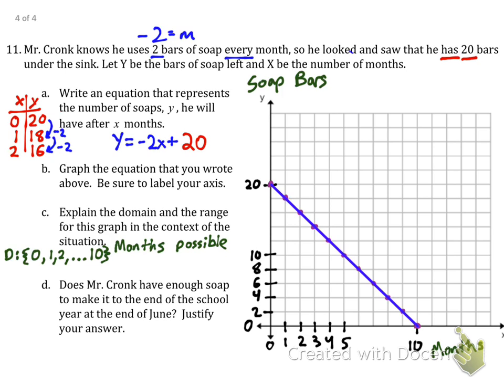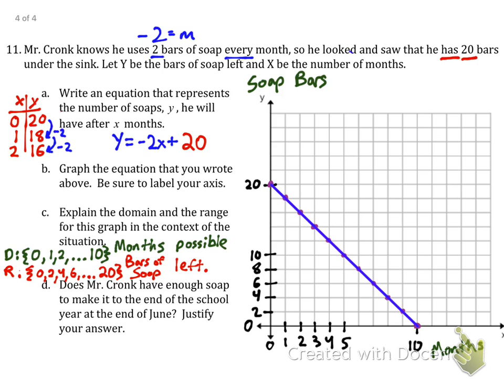There are 2 ways to approach the domain and range as long as you explain it. Either is fine. You could say, oh, we can only have 0 months, 1, 2, all the way up to 10. And for range, we have 0, 2, 4, 6 because we lose 2 every month, and that's the number of bars of soap left.